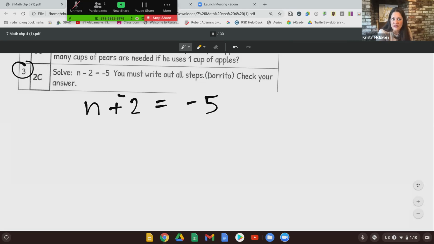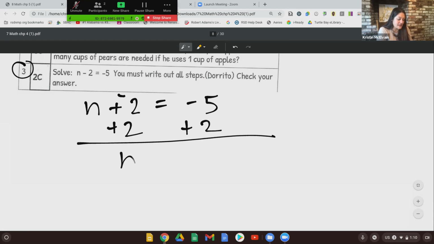And now that we've done that, to get n by itself, we're going to add the opposite. So add 2 to both sides. Leaves us with n equals -5 plus 2 is going to leave us with -3. Okay. Now it says, check your answer.